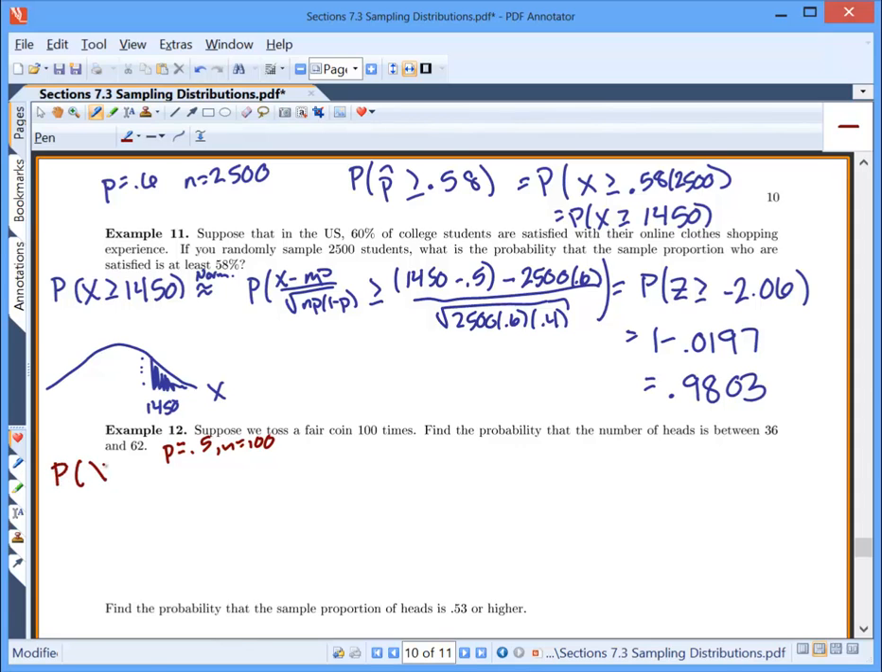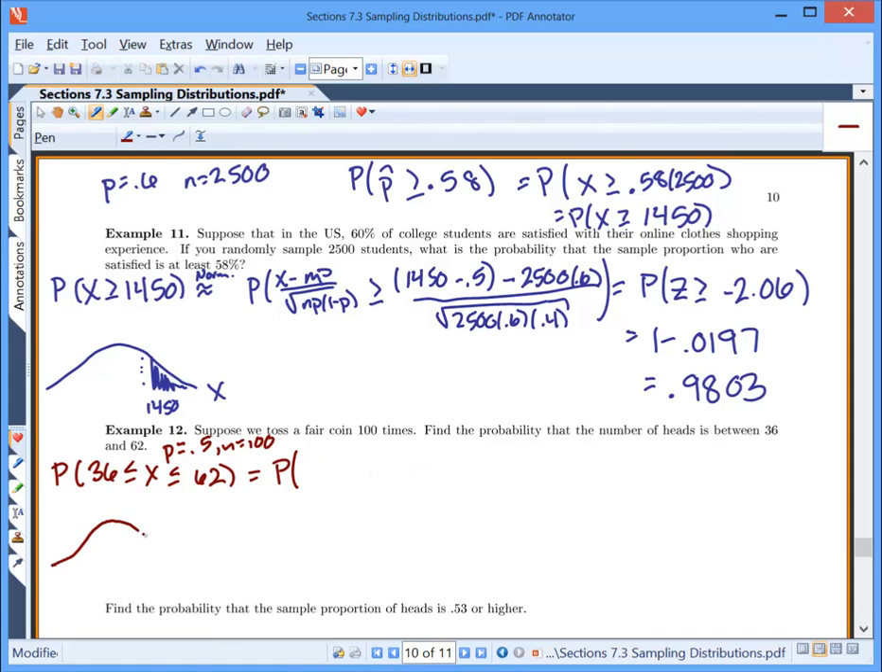So the probability that x is between 36 and 62. I'm reading it as include the endpoints. So we have to standardize both of these values now.